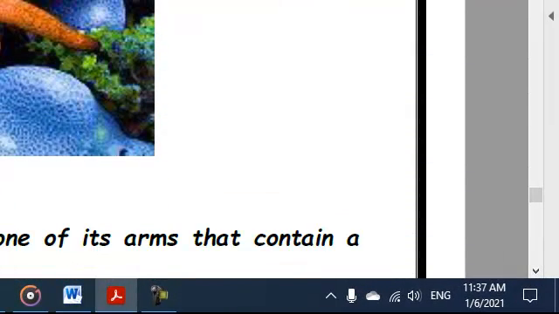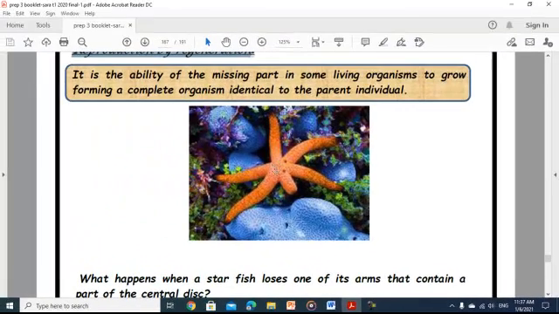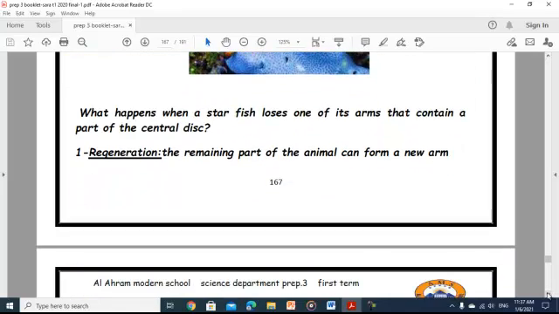It's very important to understand the arms of the starfish. But in the middle here, when you look at the image, this part in the middle, we call it the central disc. When you cut any arm of the starfish, but it's very important that it contains a part of the central disc, it regenerates to produce a new one, or a new starfish.